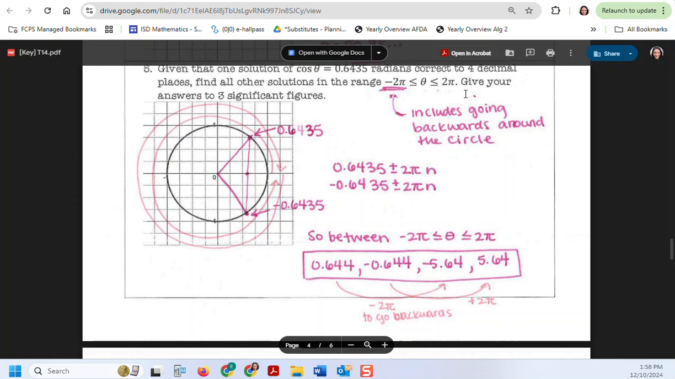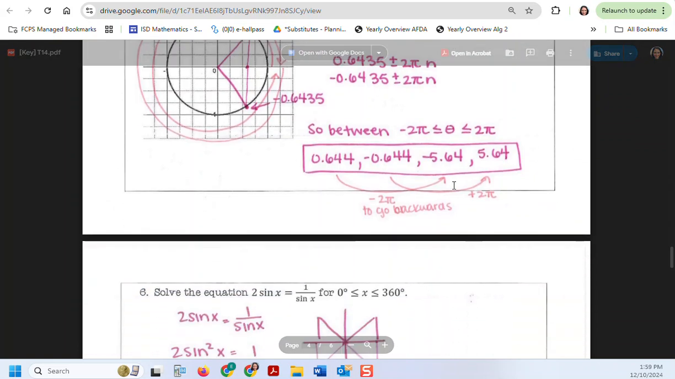Does anybody have a question before I move on? The next one should go quicker because you guys did this problem on the boards. We're good? Okay. I'm going to move on, but feel free to open that in Schoology if you need more.